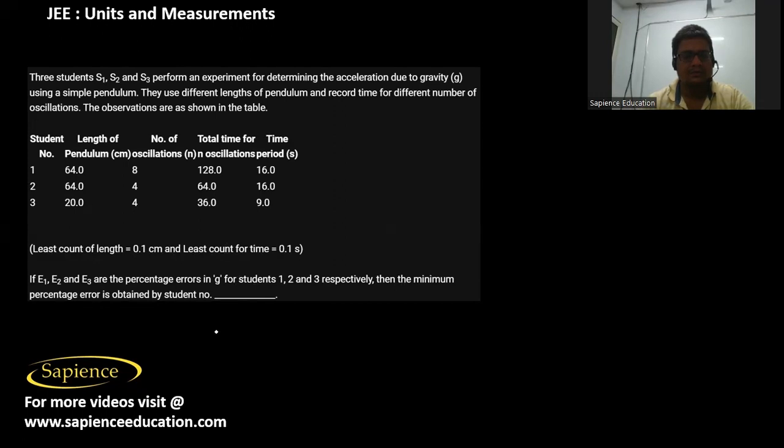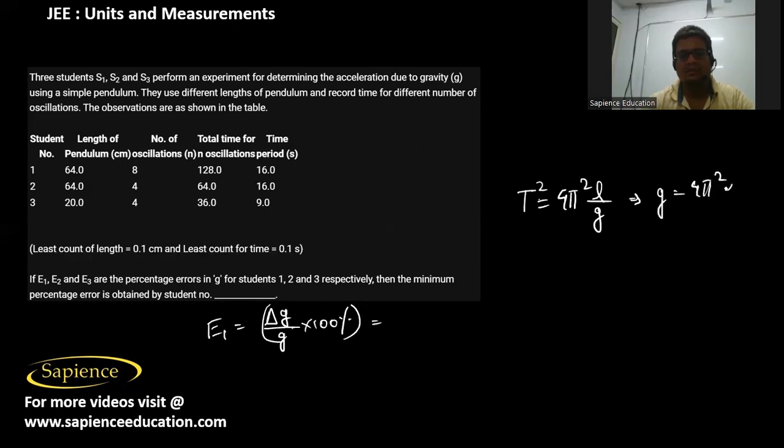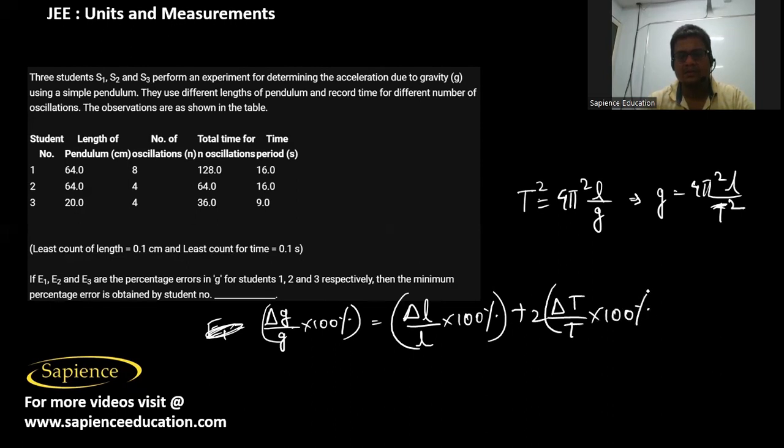So the percentage error in G for student 1, that is E1, is delta G by G into 100. As you know, T equals 2 pi root under L by G, so T square will be 4 pi square L by G. So G will be equal to 4 pi square L by T square. So it means delta G by G into 100% will be equal to delta L by L into 100%, which is the percentage error in the length, plus twice of delta T by T into 100, which is the percentage error in the measurement of time period.